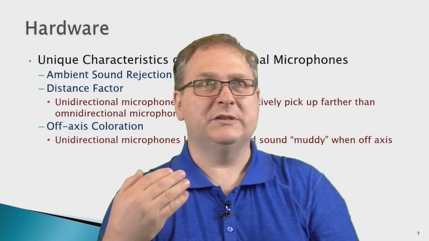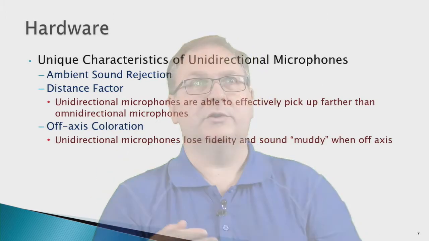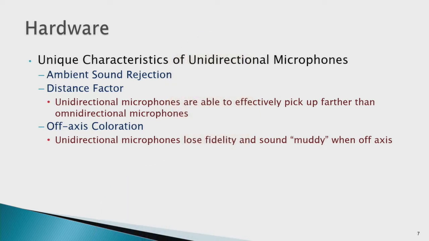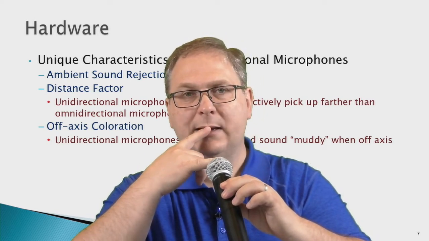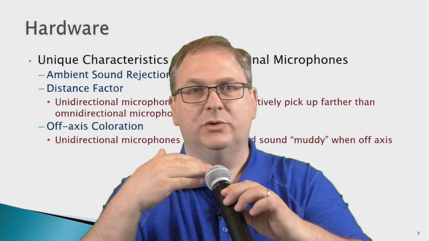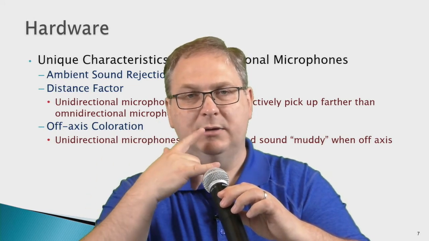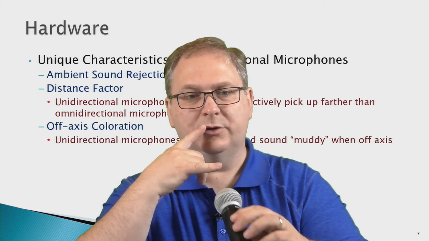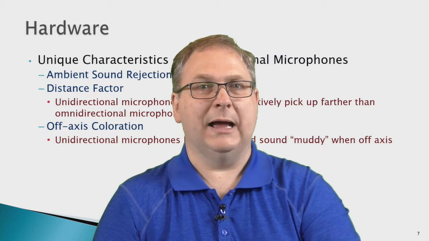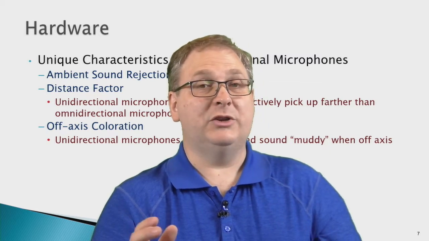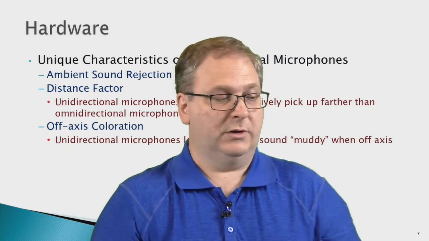There's also what I refer to as the distance factor. Unidirectional microphones are able to effectively pick up farther than omnidirectional microphones, and that is about a 2-to-1 ratio. As an example, if you have an omnidirectional microphone at maybe 6 inches away, and this is the maximum, you set it to the maximum volume before feedback at 6 inches away. If you had a unidirectional, you could be about twice that, about 12 inches away, and have that same volume before feedback. So it's a feature because of the rejection that is within this.